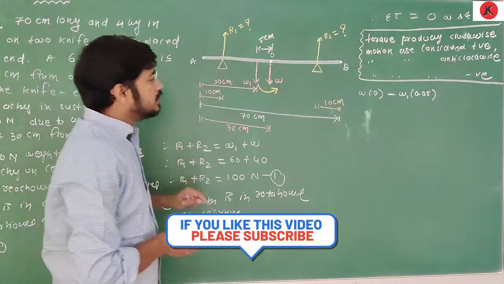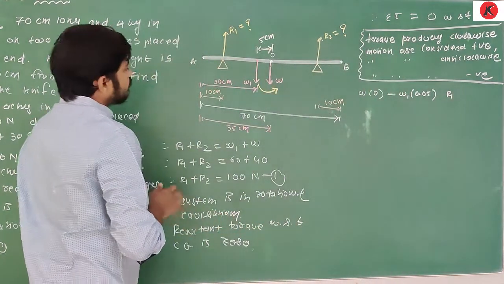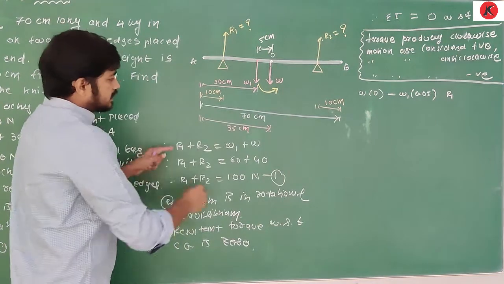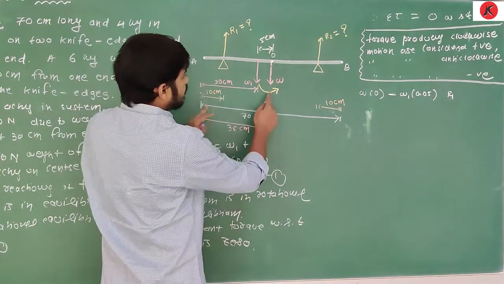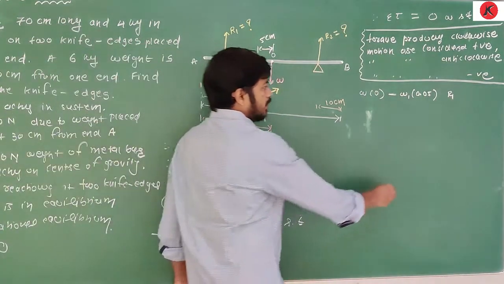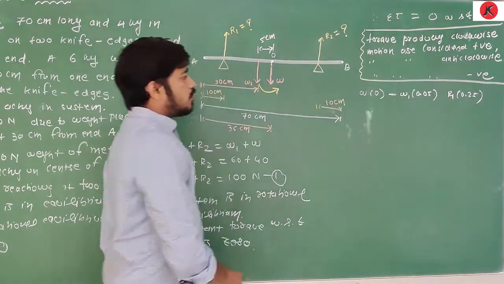W1 is over, now R1. For R1, just here it is R1. What is the distance from this point O to this R1? See, this distance is 35 and this distance is 10. So obviously the distance between O and this first knife is 25 centimeter, which means it is 0.25.